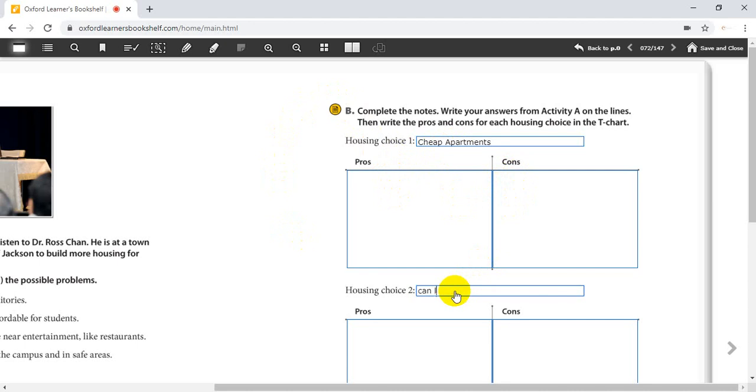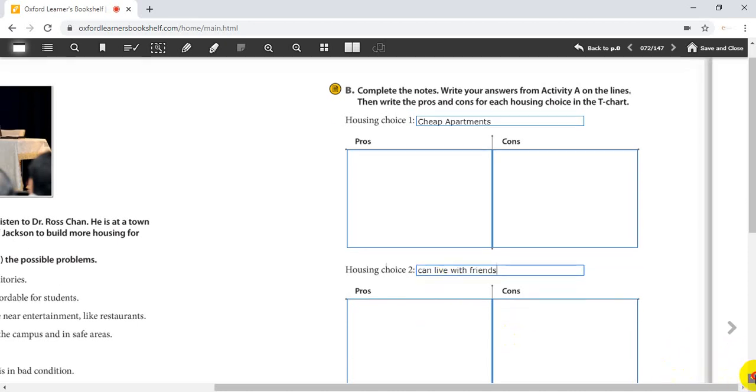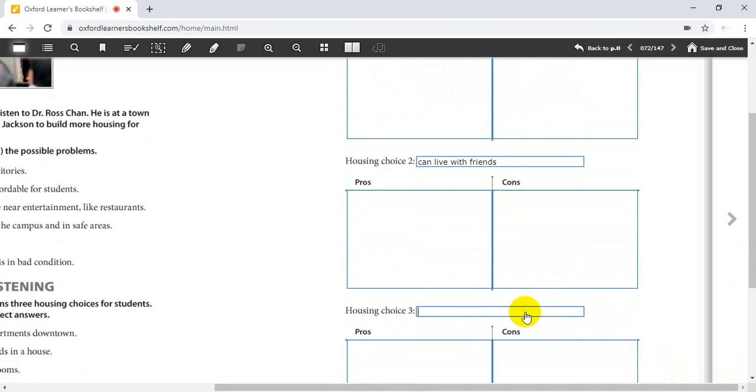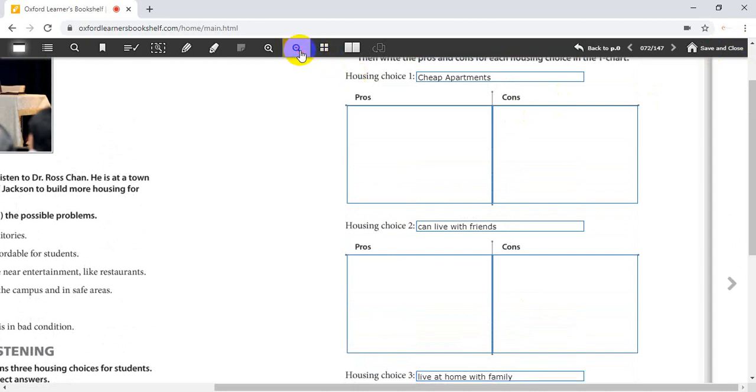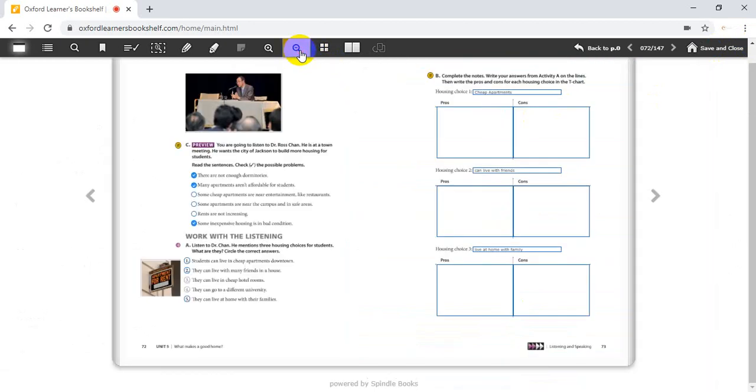Similarly, what do you think are the good things of living with friends? So you have to write what are the good things of living with friends and what are the bad things of living with friends. And the last one is living at home with family. So you have to write the pros and cons for all of these three housing options in almost 7 minutes, and then I will show you the possible answers for the pros and cons of these three housing options.